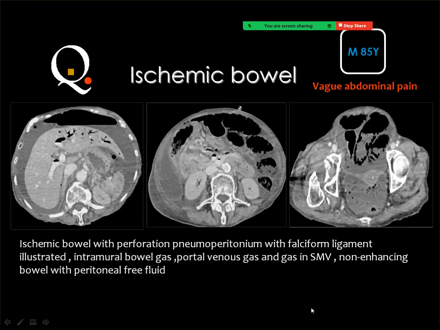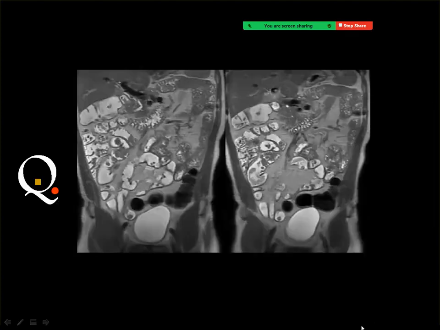This is ischemic bowel with air and fluid in the peritoneal cavity, air in the wall of the intestine, air in the superior mesenteric vein and in the portal vein. Next case is a series of MR enterography.